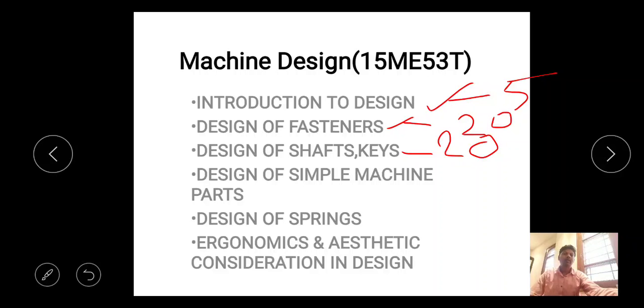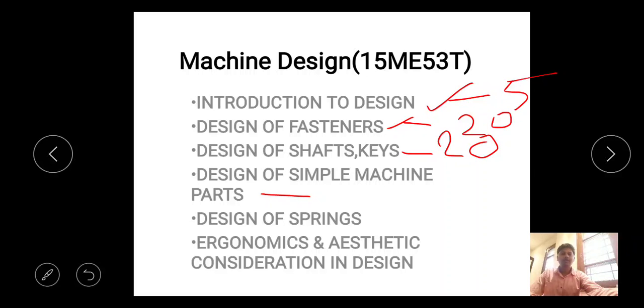Then the fourth chapter is design of simple machine parts. In this you are studying the knuckle joint, the cotter joint, and the flange coupling. Out of these three, any two will come for your exam. It may be knuckle joint or cotter joint, or it may be coupling or knuckle joint. So in total three are there: flange coupling, cotter joint, and knuckle joint.